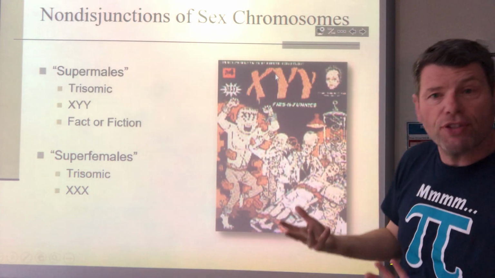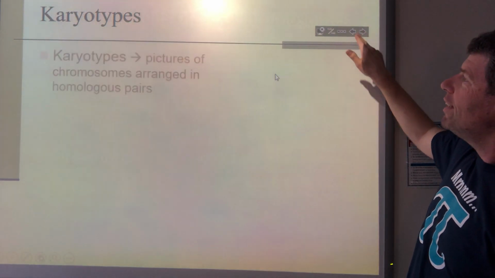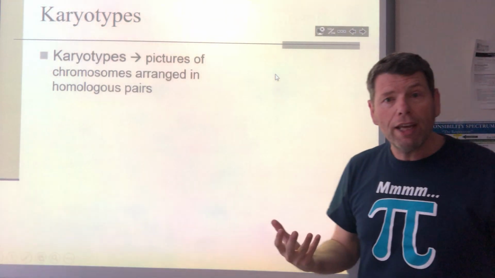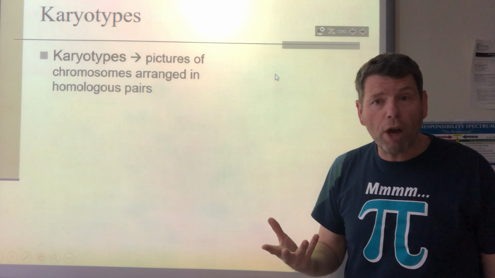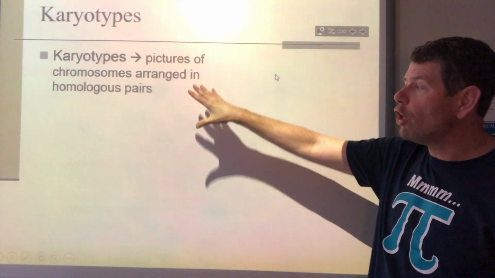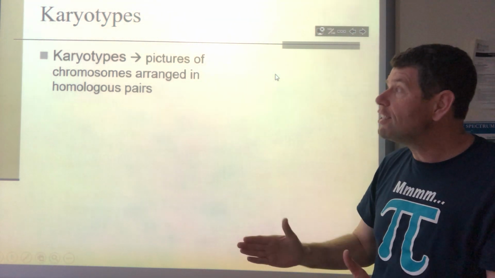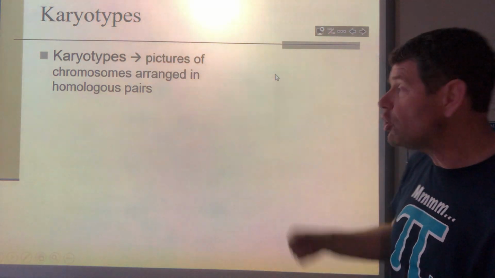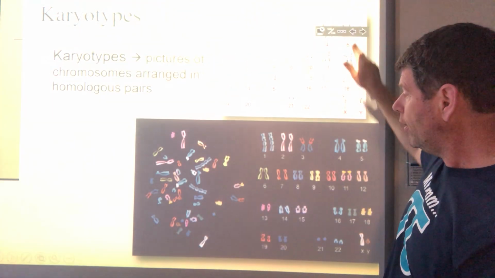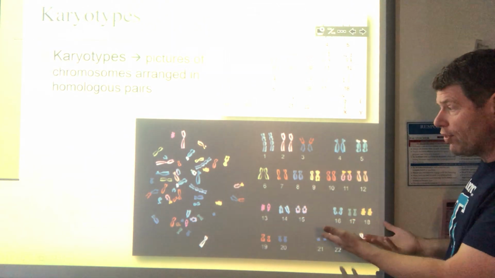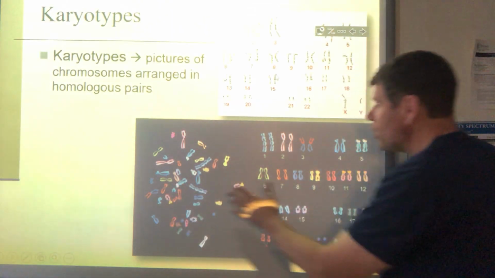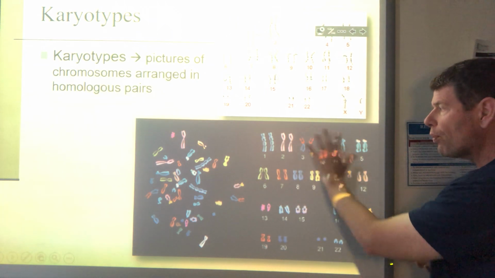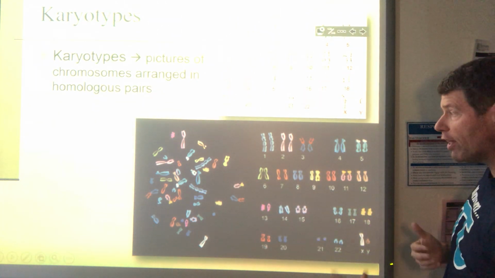All right, and could we have super females, trisomy X? Well, yes. All right. Now, how can we determine if somebody has a trisomy or monosomy? Well, we can get a picture of their chromosomes arranged in those homologous pairs. So that is called a karyotype, and it's a technology you should be familiar with. So it could look something like this. Here's all the chromosomes, but we can kind of go through and find the homologous pairs.